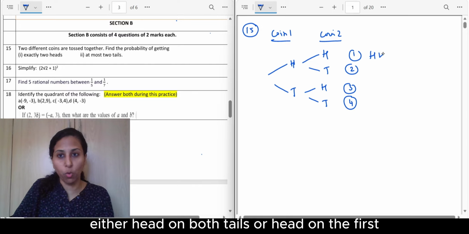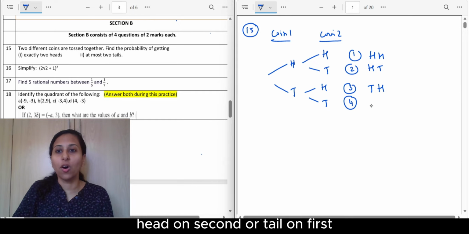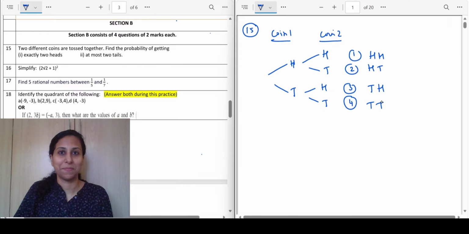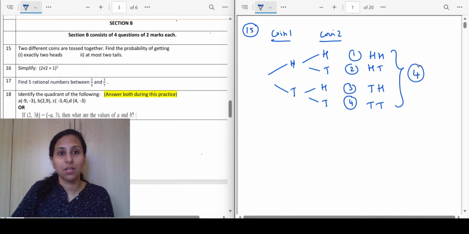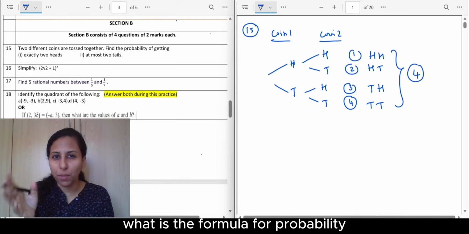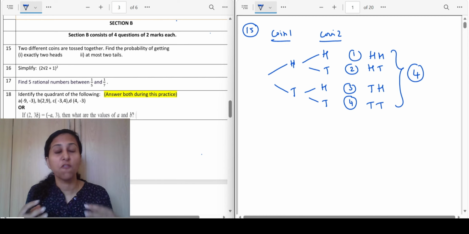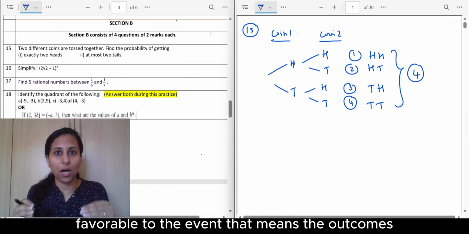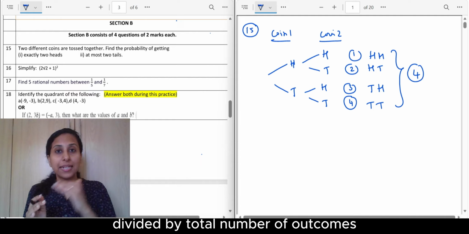Either head on both, or head on the first and tail on second, tail on first and head on second, or tail on first and tail on second. The total possible outcomes over here are 4. What is the formula for probability? Probability is equal to the number of outcomes favorable to the event, that means the outcomes which satisfy the event asked in the question, divided by the total number of outcomes.